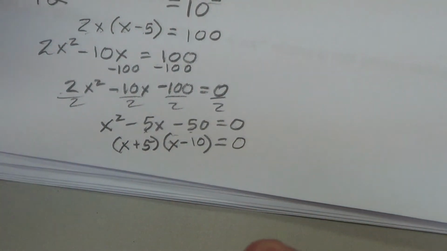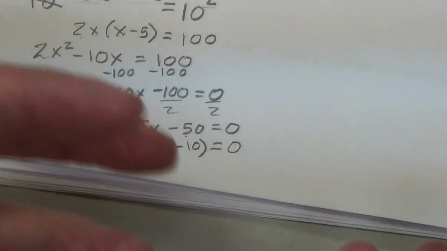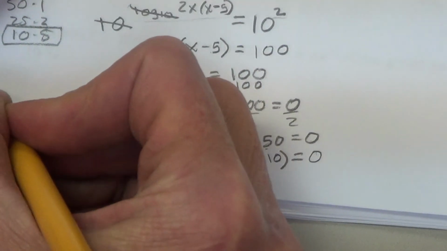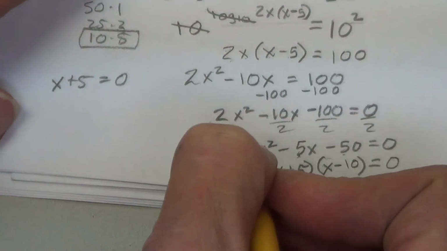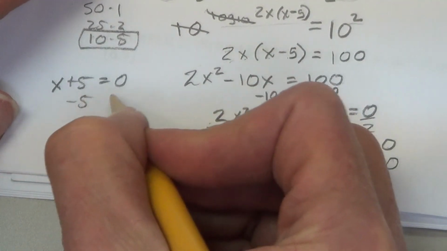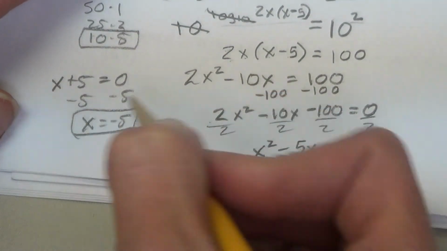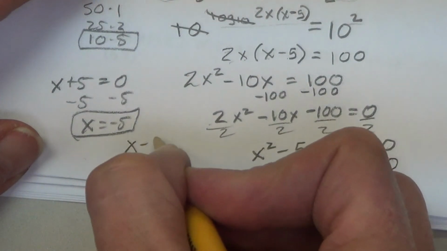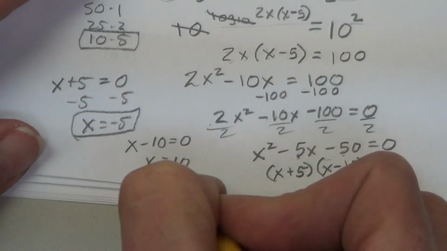And remember from our product property of 0 is that if two numbers are multiplied together and they equal 0, then one of these numbers has to be equal to 0. So we have x plus 5 equals 0. Subtract 5 from each side. And we have x equals negative 5. Or we could have x minus 10 equals 0, x equals 10.